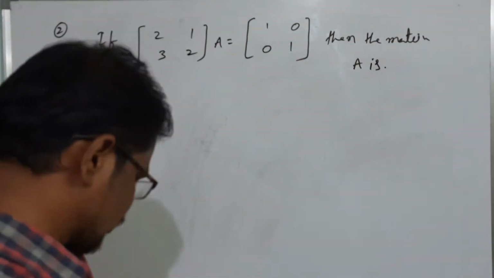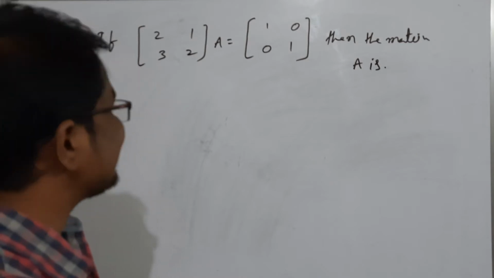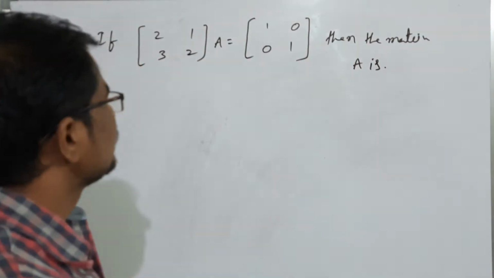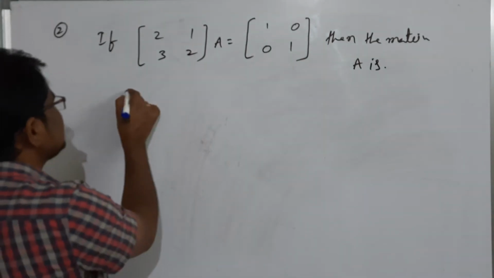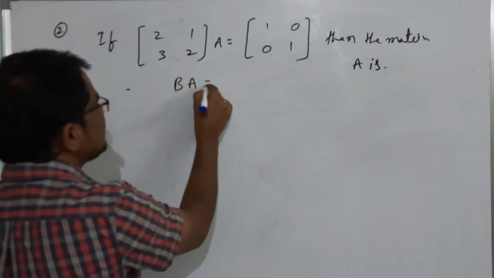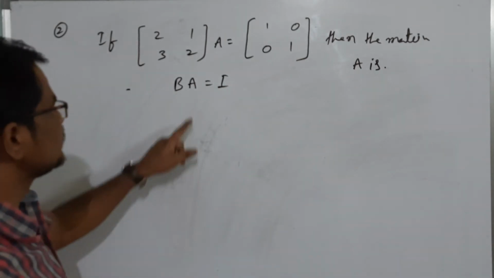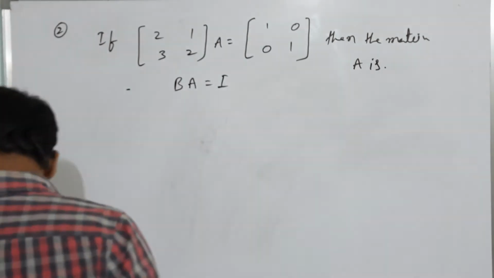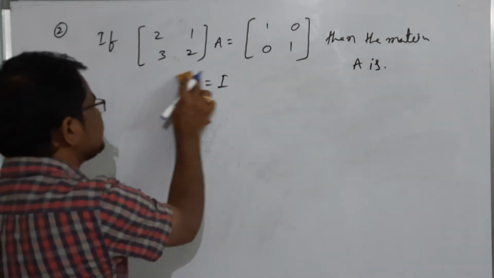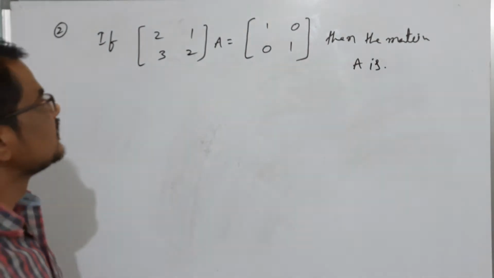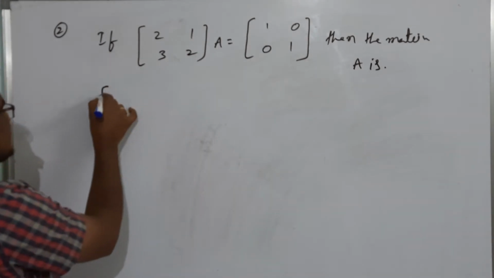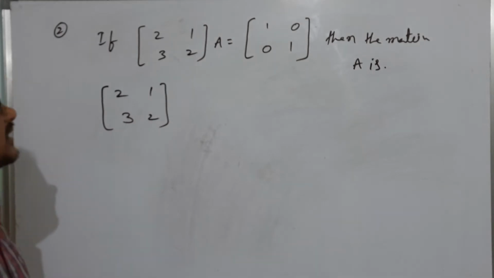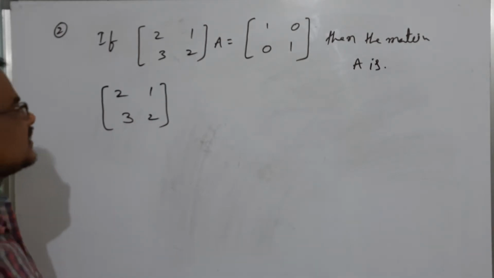You can do it by using the inverse, but without the inverse also you can find it. Using the inverse, you can take BA equal to I, so A equals B inverse into I. If you find B inverse, you will get A. But still, one more method I will take, that is [2, 1; 3, 2].